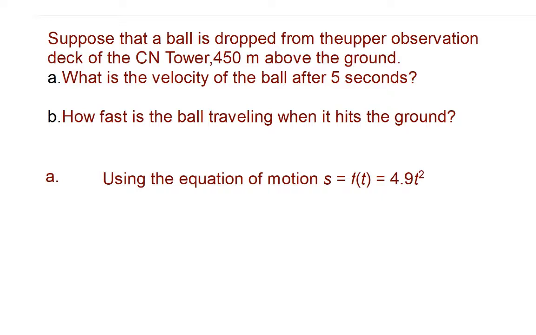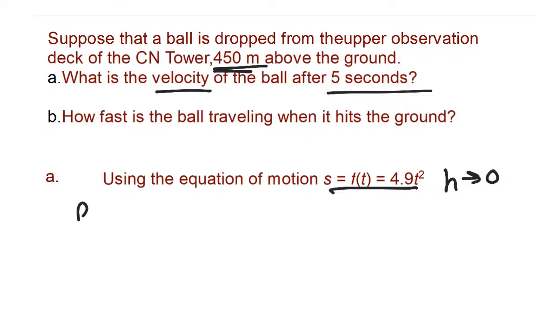Now we're going to look at how this can apply in some everyday situations. So suppose a ball is dropped from an upper observation deck at the CN Tower, which is 450 meters above ground, and we want to know the instantaneous velocity of the ball after 5 seconds, and then how fast the ball is traveling when it hits the ground. So we're going to use this equation, and we're going to use the difference quotient to figure out what it would be when h goes to 0.